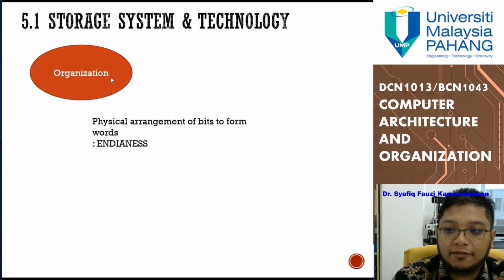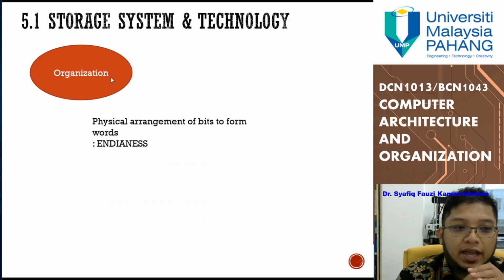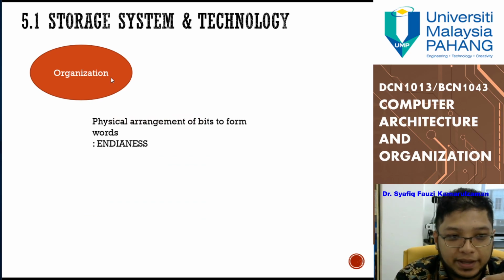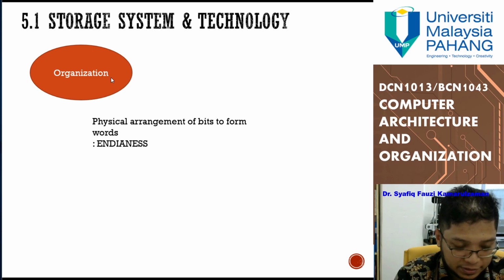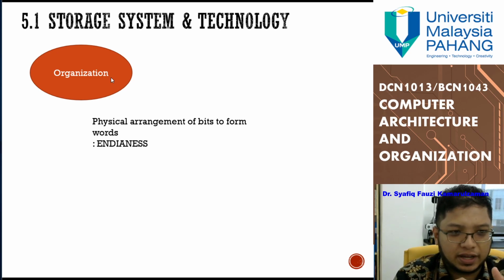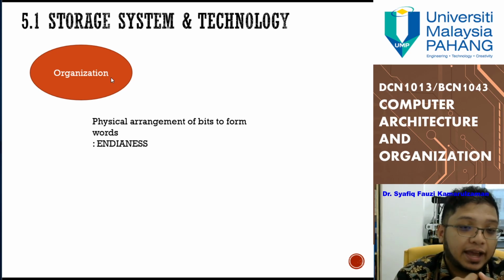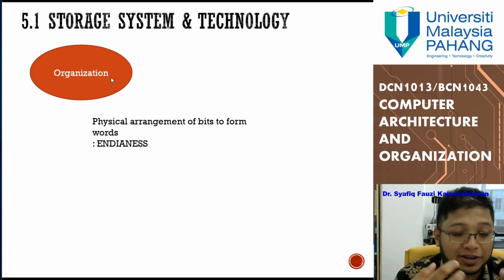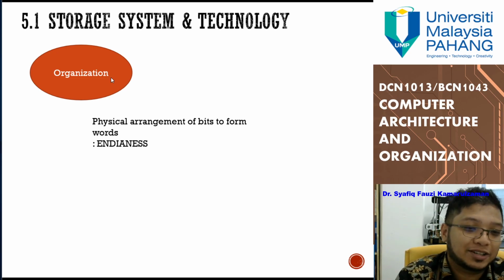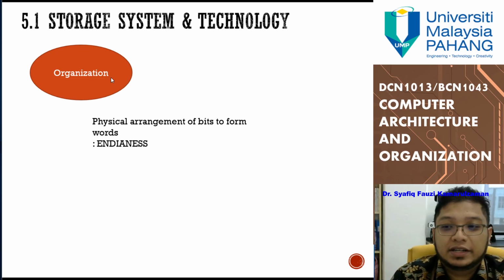And then finally, we have the physical arrangement of the bits to form a word. How do you arrange the bits? There is a keyword here, what we call endianness. Endianness is how you arrange data according to the address location inside your memory.